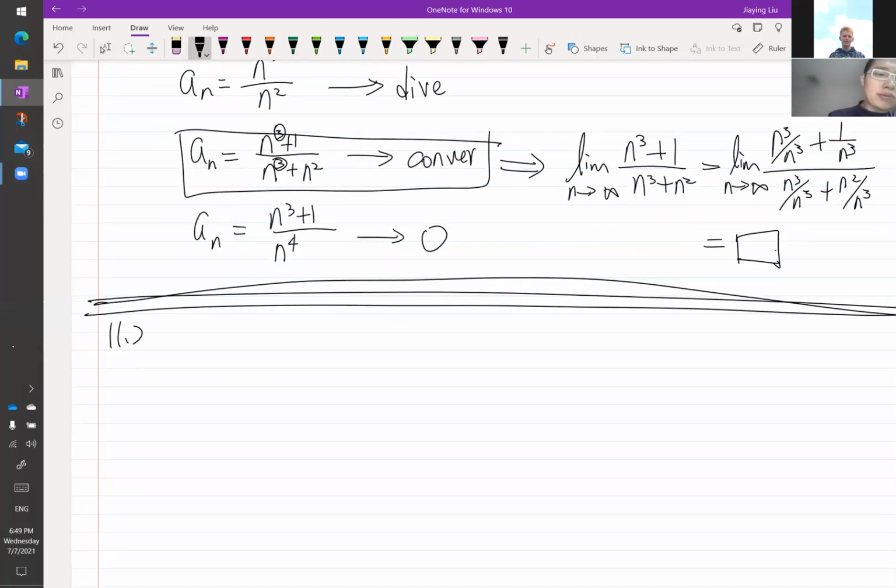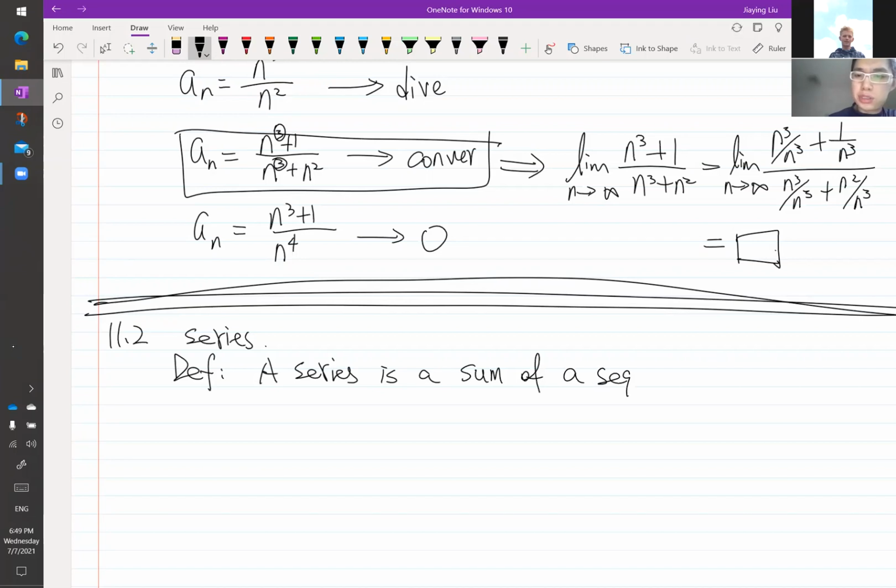So the next thing we're going to talk about is 11.2 on series. We talked about sequences before. A sequence is a list of numbers, right? A series is, so, definition: a series is a sum of a sequence. If you take a list of numbers and add all the elements in the sequence, that will be a series. It's just a sum.